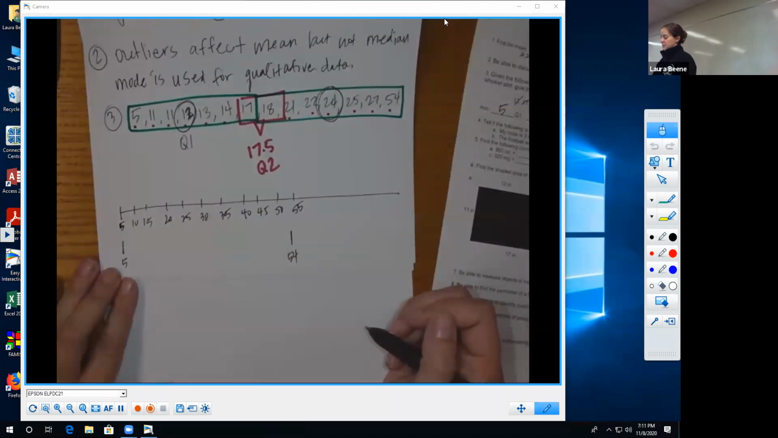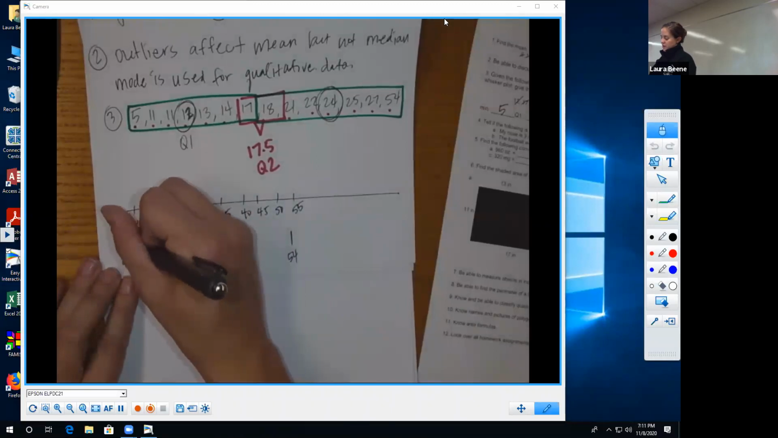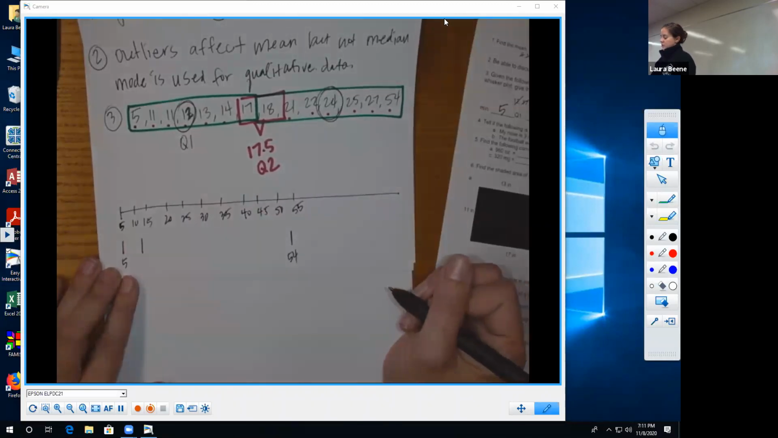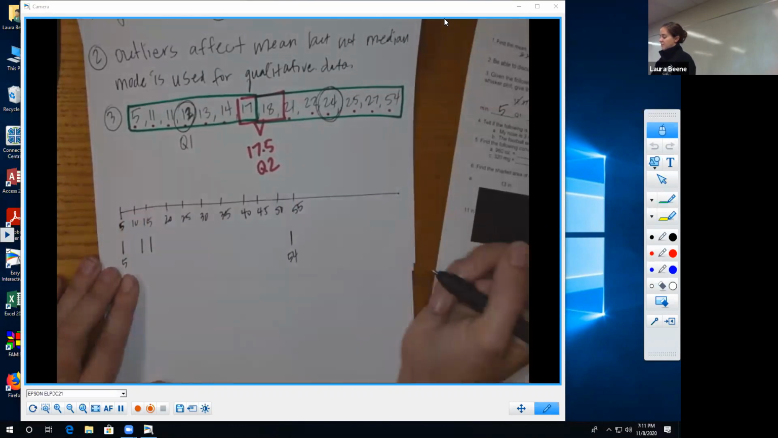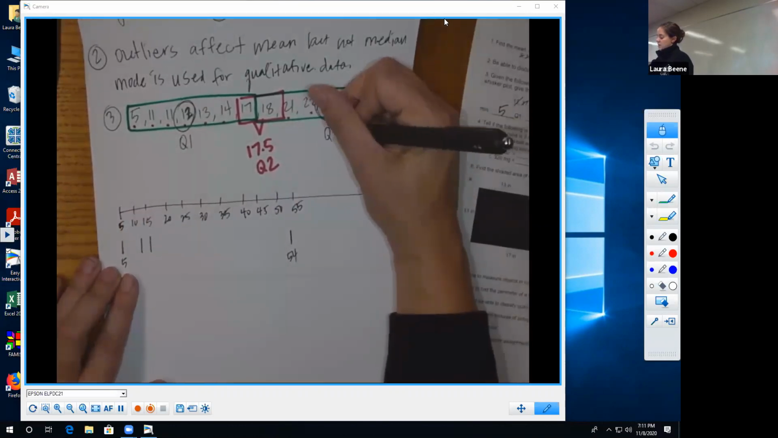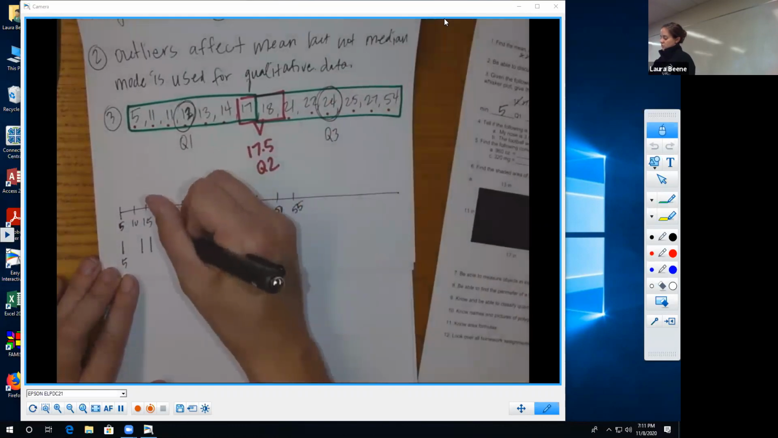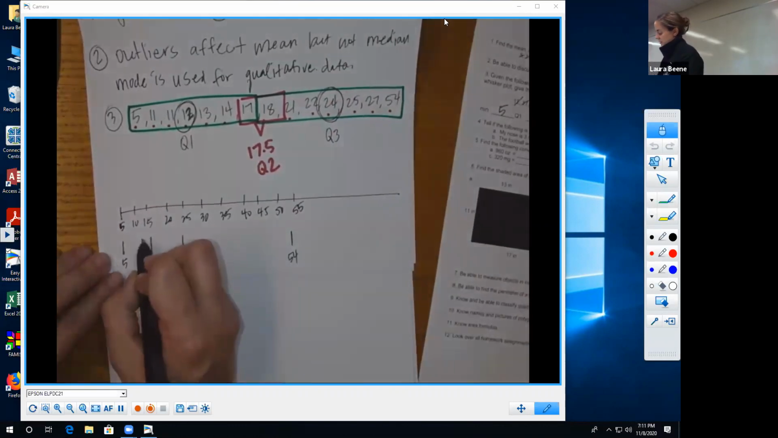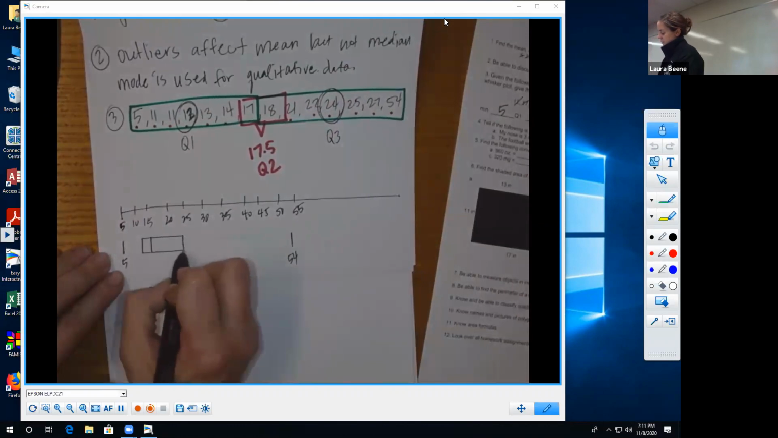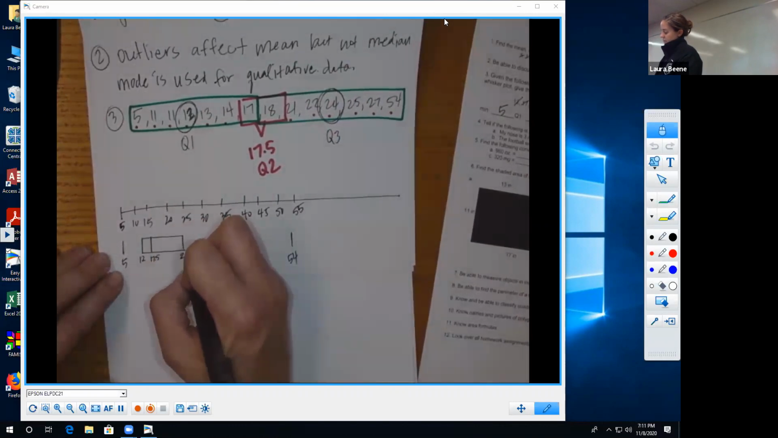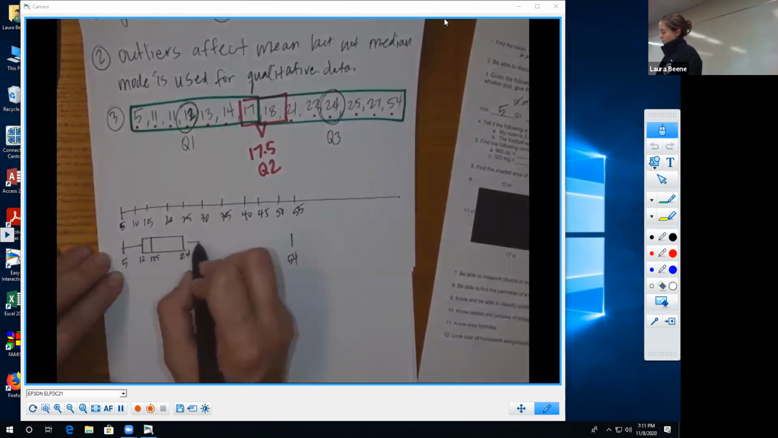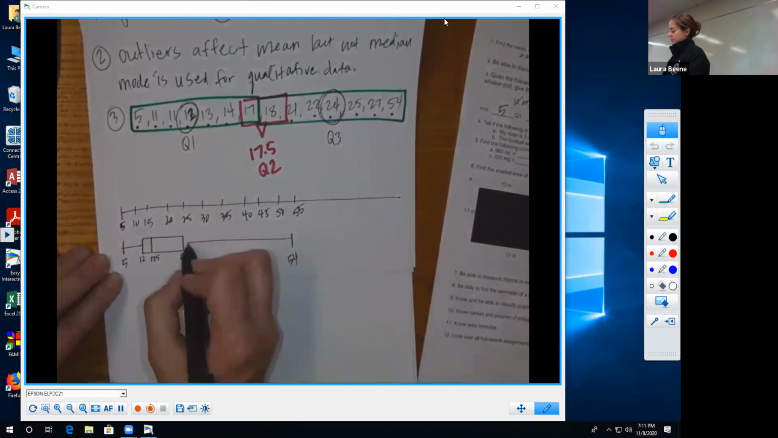Q1, where my box begins, is at 12, which is way over here. Q2 is the line in the middle, which is right here, 17.5. And Q3 is 24, which is over here. So that's my box. Again, this is 12, this is 17.5, and this is 24. And there's my minimum, my maximum.